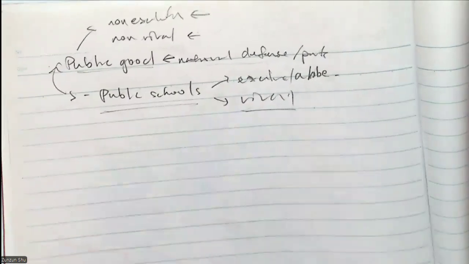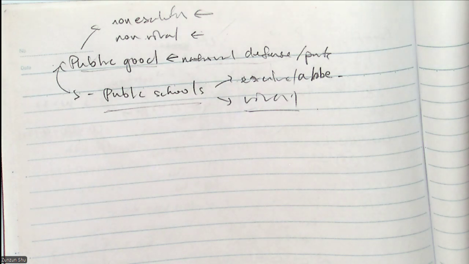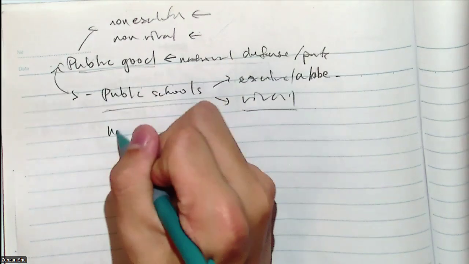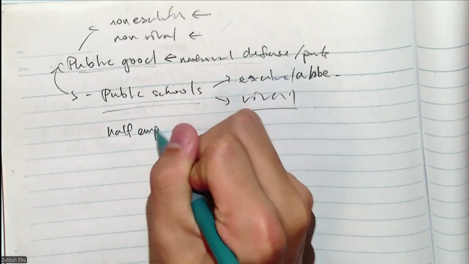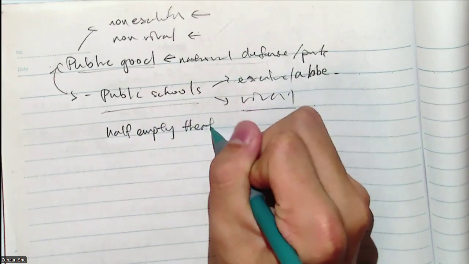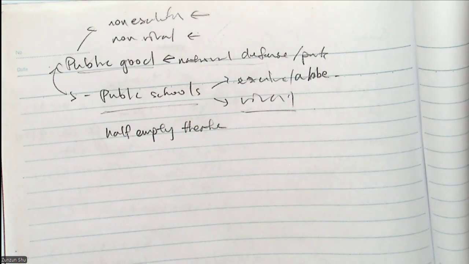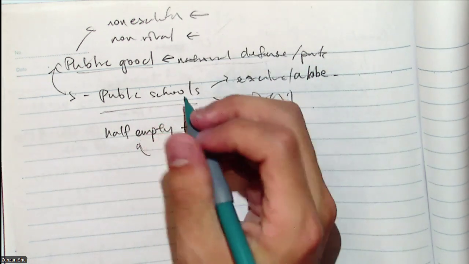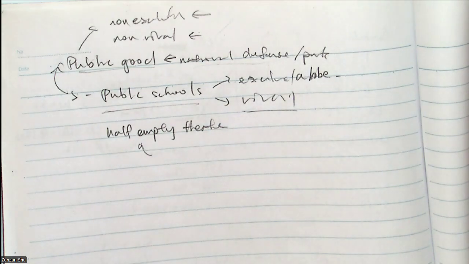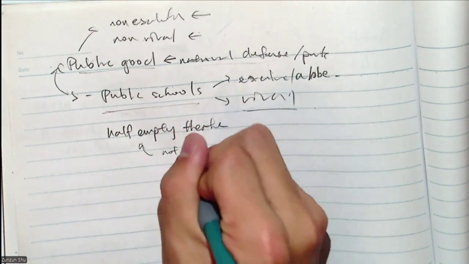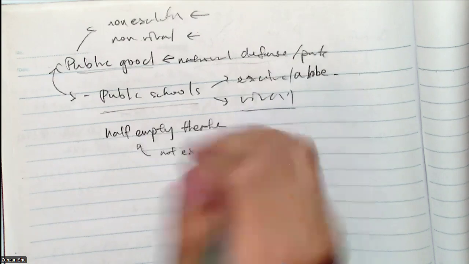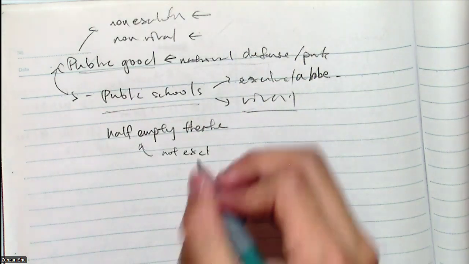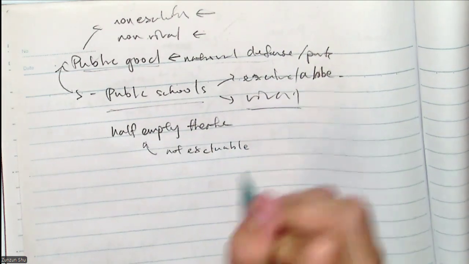Okay. There's also a question under extra practice which says a half empty theater, and they're asking if it's a public good. It's not a public good for sure. You need to pay, and so it's excludable. But they're asking if it's rival, and personally, I don't like this question. I don't really get the gist, right?